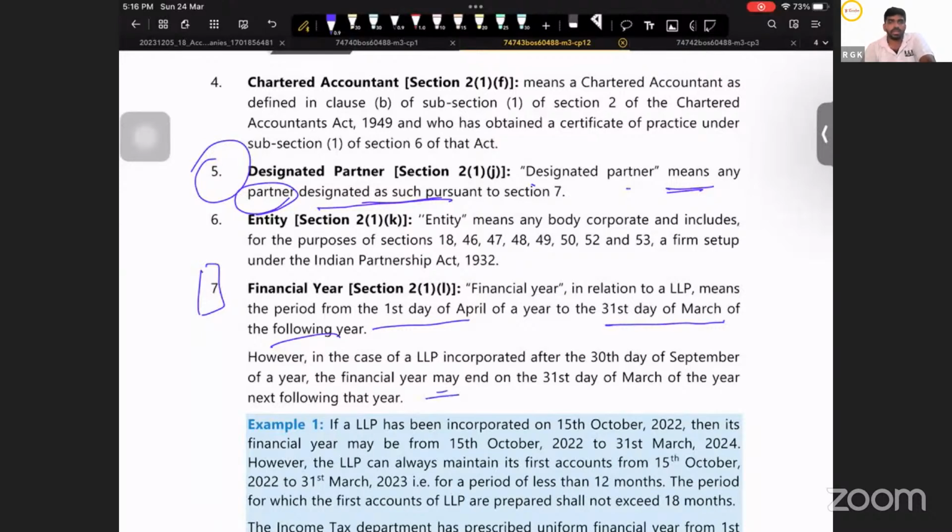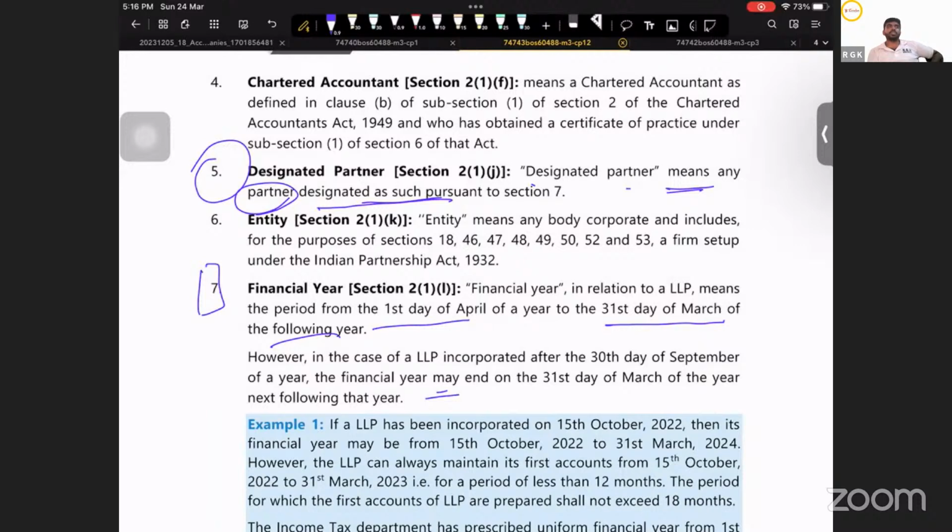Unlike Companies Act. In Companies Act it is shall, here it is may. In Companies Act, what do they say? If a company is incorporated on or after 1st January, the financial year shall end on 31st March of the following year. But here it is not a mandatory provision. They may. Partners may resolve that they may follow a different financial year. The financial year may end on 31st March of next following year.